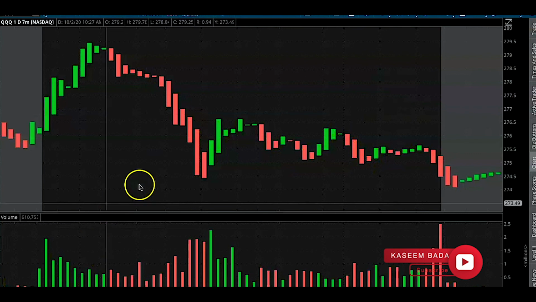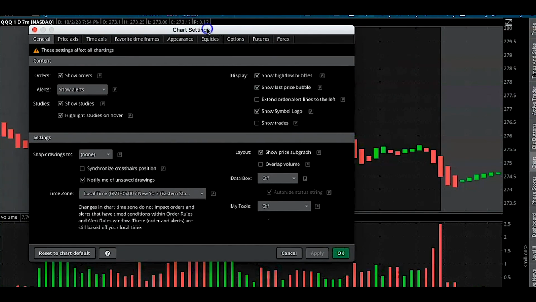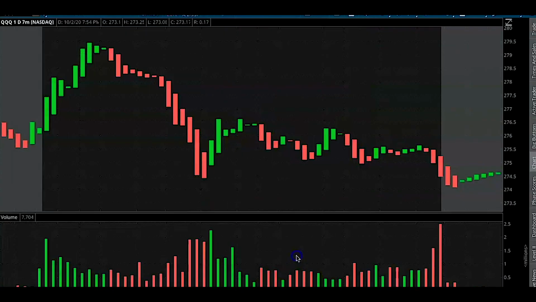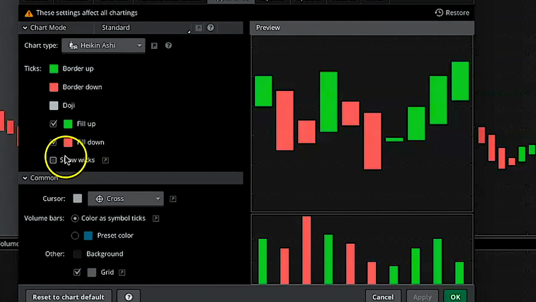So that would be it for this chart. To put it on, you just have to hit the circle button here on TD Ameritrade, go to appearance, change from candlestick to Heikin Ashi, and click OK. Actually, let me show you again. TD is a little bit slow today because it's TD. You can also take this off to take off the wicks. I don't really like to use the wicks because they can be a little bit confusing.